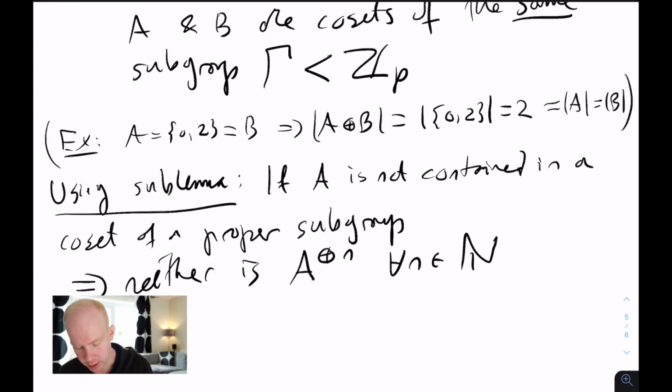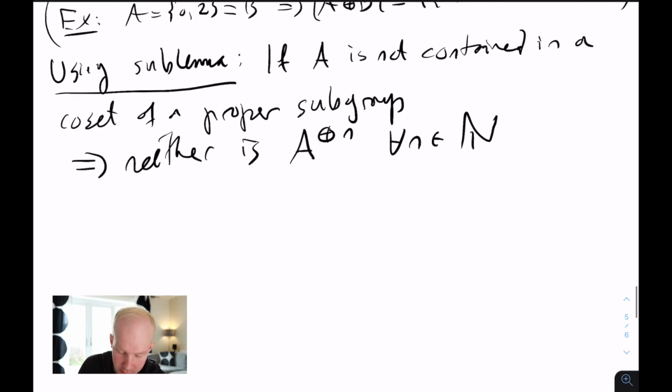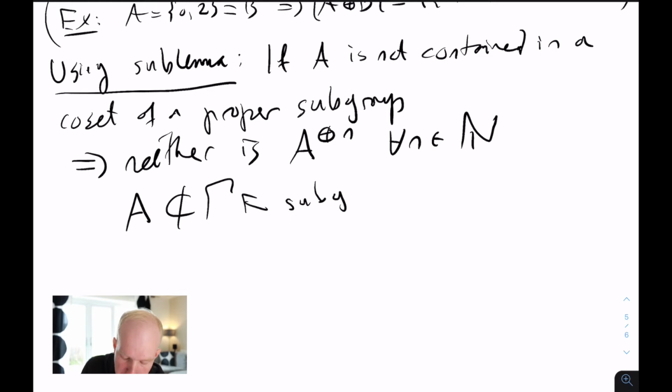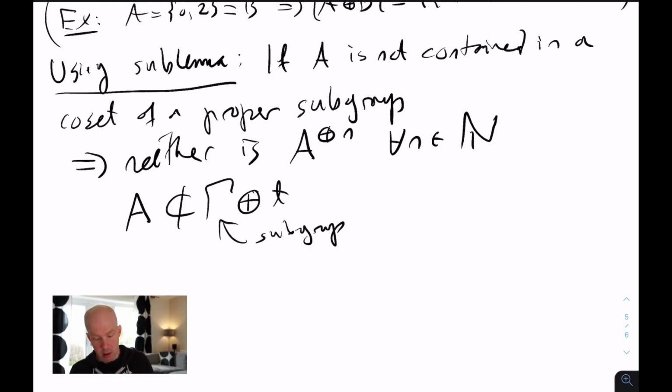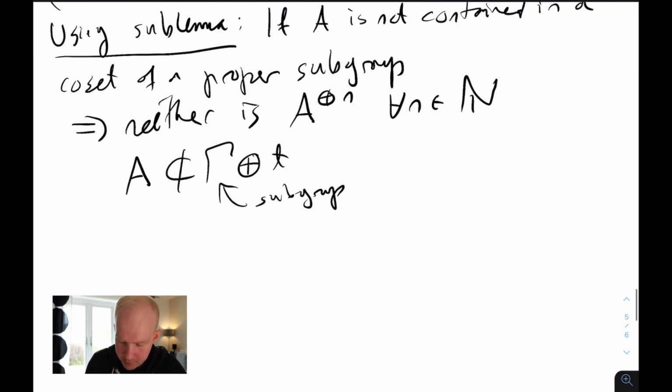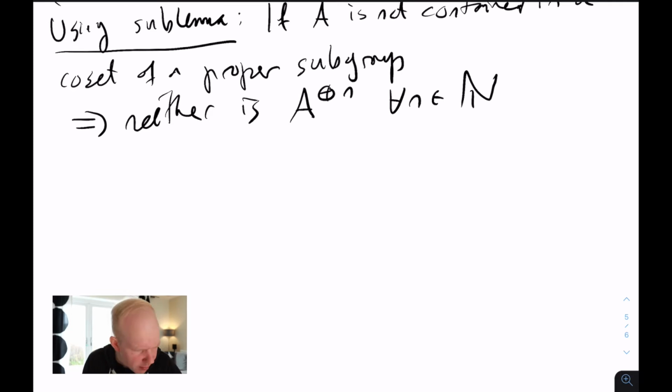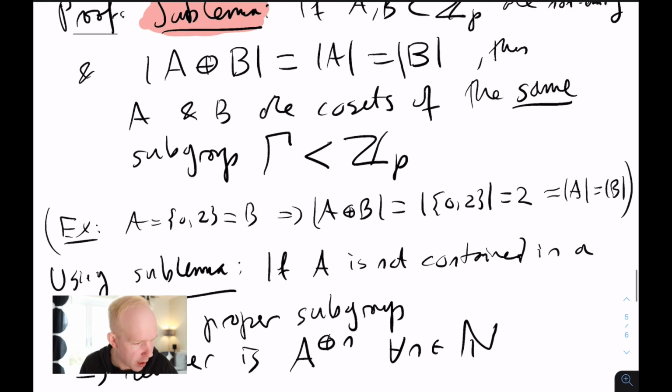If you add the set to itself, and A is not contained in a proper subgroup, then of course the big sum can never be contained in the same subgroup either, because if it was, then you could extract that A itself would be contained in a coset of a proper subgroup. So if you use this property, then we get something from the lemma that we have obtained.